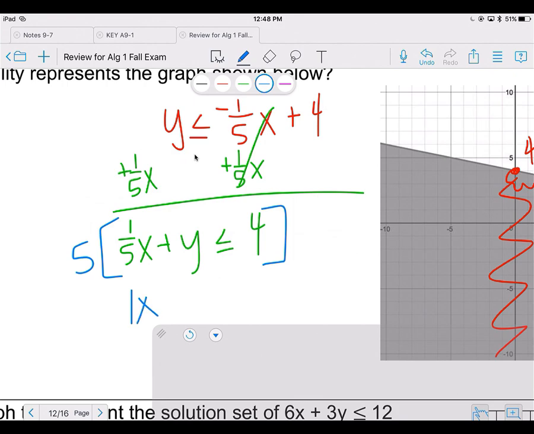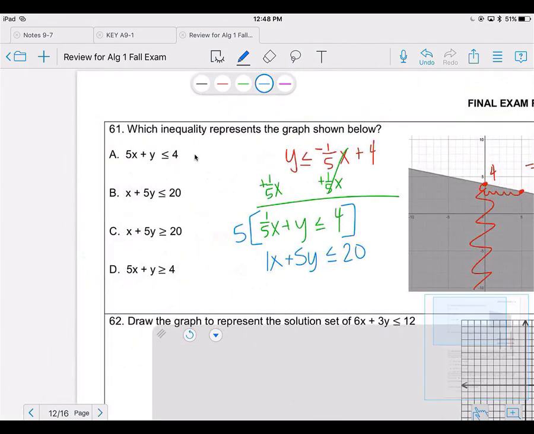1/5 times 5 is 1. 5 times 1 is 5. 5 times 4 is 20. The one that looks like this is answer choice B. So remember, in standard form, x's and y's are on the same side, and you cannot have fractions. If you can't work backwards, you could solve all of these for y and see which one matches.